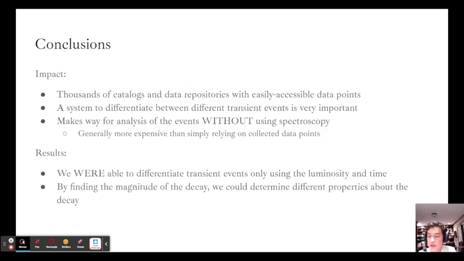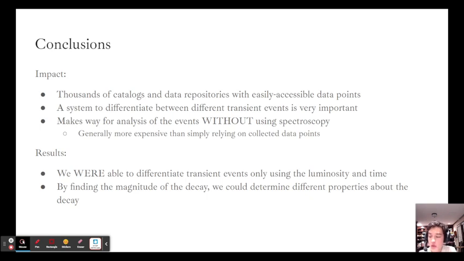So our conclusions for this is obviously an impact. There are thousands of catalogs and data repositories with easily accessible data points. Once again, we are trying to make a system to differentiate between transient events, which is very important as it allows for the easy and efficient processing of data, since thousands of data points are being collected every day, and an easy, efficient way to organize these data points is very important. It makes way for analysis without using spectroscopy, which is generally more expensive.